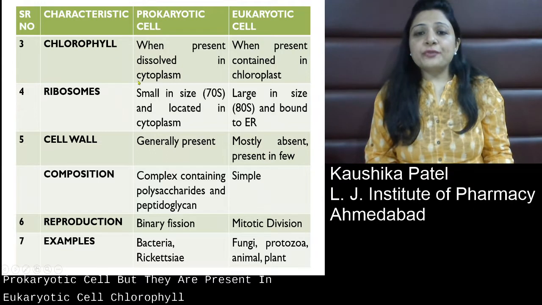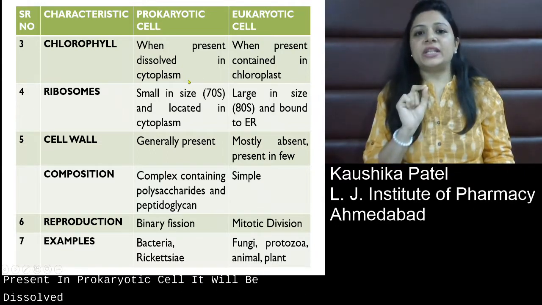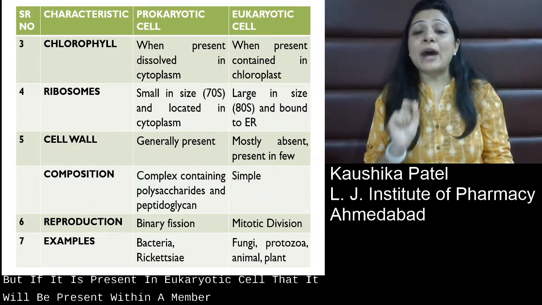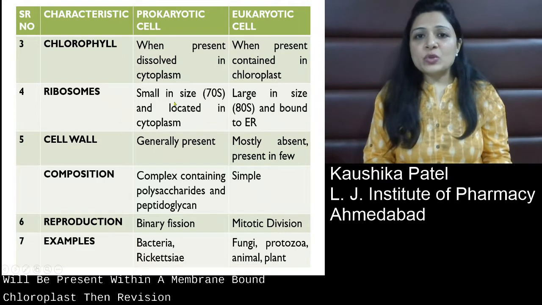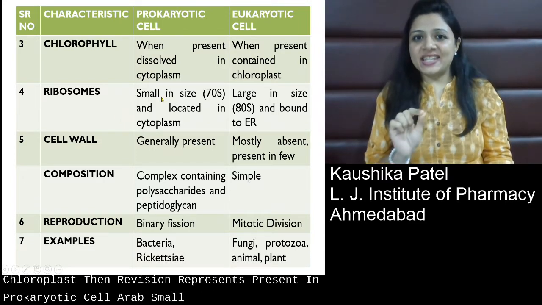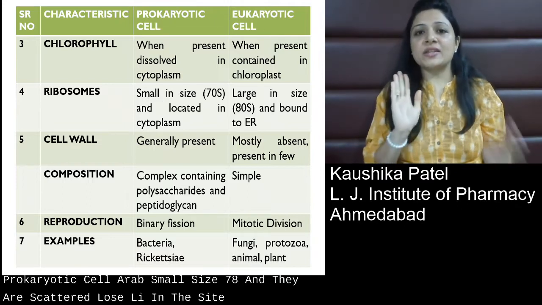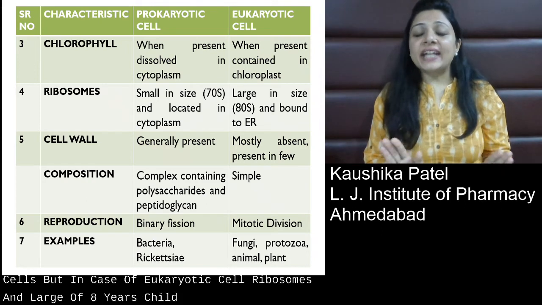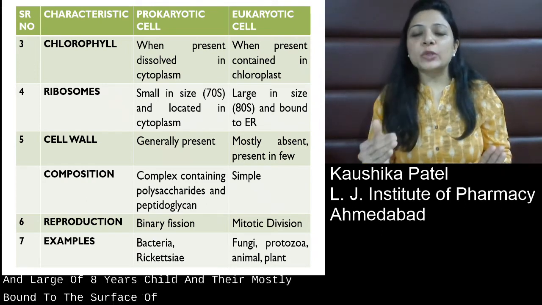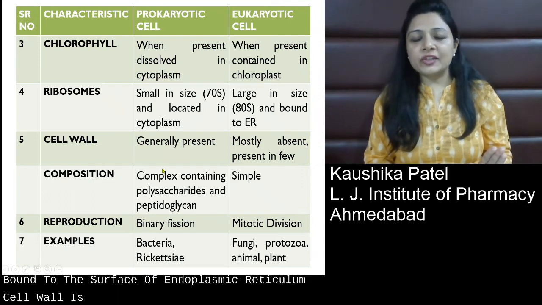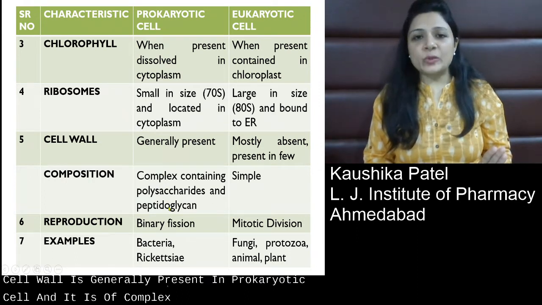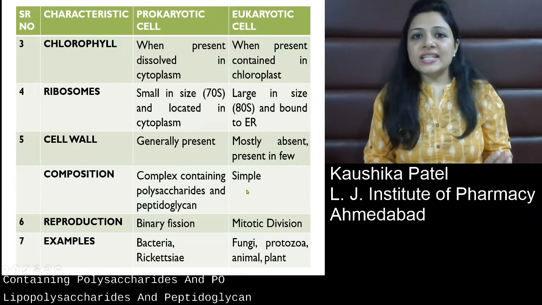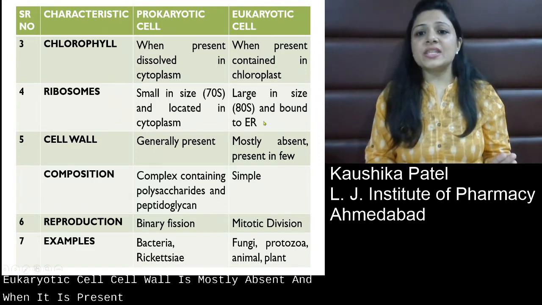Then chlorophyll. If chlorophyll is present in prokaryotic cell, it will be dissolved in the cytoplasm, so it is not visible. But if it is present in eukaryotic cell, then it will be present within a membrane-bound chloroplast. Then ribosomes. Ribosomes present in prokaryotic cell are of small size, 70S, and they are scattered loosely in the cytoplasm of the cell. But in case of eukaryotic cell, ribosomes are large, of 80S size, and they are mostly bound to the surface of endoplasmic reticulum. Cell wall is generally present in prokaryotic cell and it is of complex composition containing polysaccharides, lipopolysaccharides and peptidoglycan. Whereas in eukaryotic cell, cell wall is mostly absent and whenever it is present, it is simple in composition.